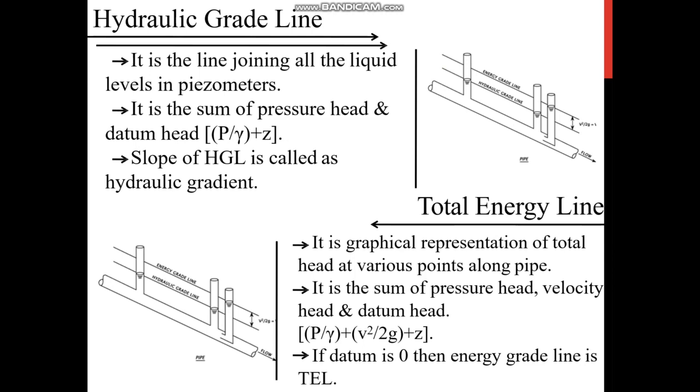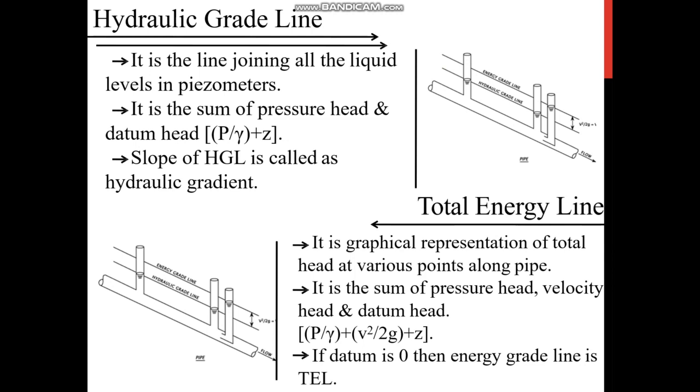If the datum line coincides with the center line, then Z is equal to 0. Then HGL is equal to only P by rho, that is represented on the pipe. You can see in the figure. It is also defined as the line joining all the liquid levels in piezometers. The slope of HGL is also known as hydraulic gradient.